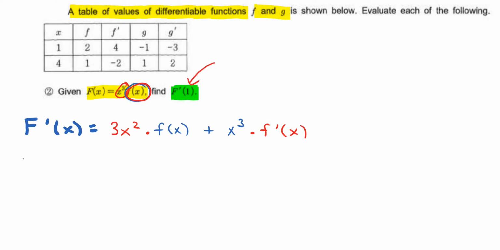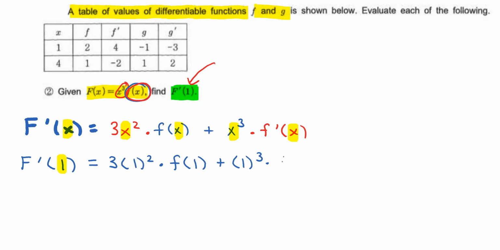Okay, so there's my derivative, and then I need to find the derivative when x equals 1. So let's write another expression here, f prime of 1. The goal is that anytime you see an x, that x will be replaced with the value of 1. So all these x's here will be replaced with 1. So 3 times 1 squared times f of 1 plus 1 cubed times f prime of 1. After that, we want to go to our table and figure out what the values are. Let's just calculate the expressions that we do know.